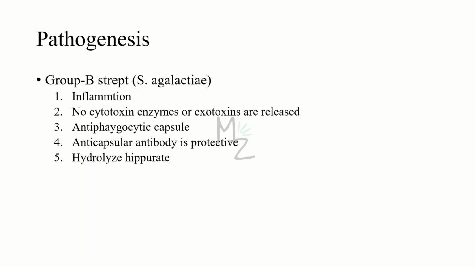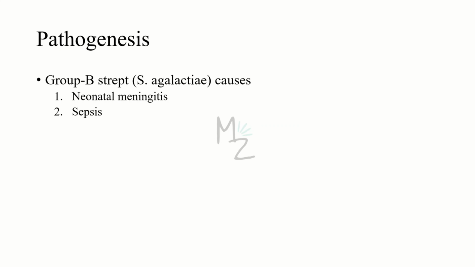It is based on the ability of the organism to induce an inflammatory response. However, unlike Strep pyogenes, no cytotoxic enzyme or exotoxins are released by this bacteria because there's no evidence for that. Group B Streptococci have a polysaccharide capsule that is antiphagocytic, and anti-capsular antibody is protective. They are also responsible for hydrolyzing hippurate. Hippurate, also called hippuric acid, is a carboxylic acid, an organic compound found in urine and formed from the combination of benzoic acid and glycine. Group B Strep is responsible for causing neonatal meningitis and sepsis.